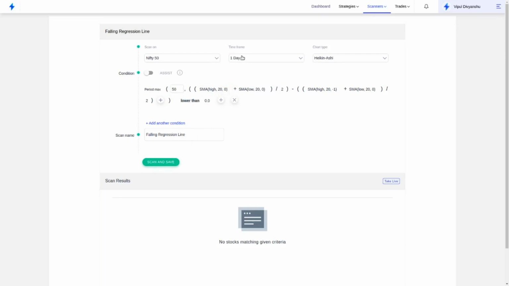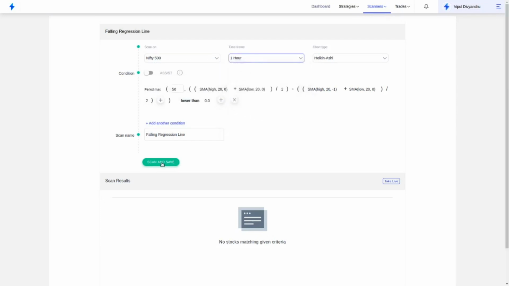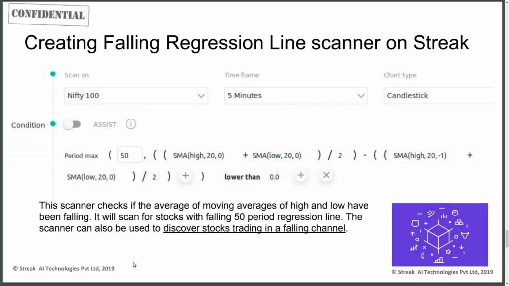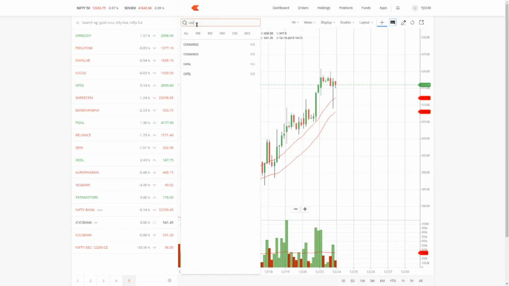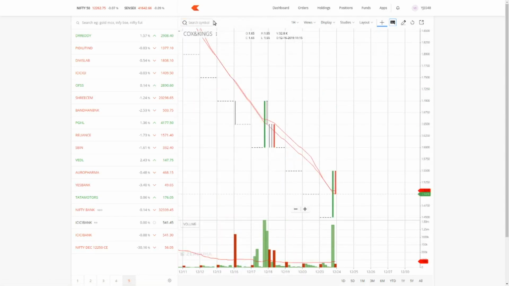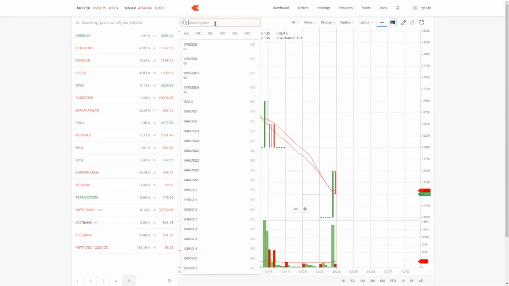Again, this is an approximation and not the exact calculation of a regression line, because that's quite complex in nature and becomes very hard to manually calculate in a scanner. So I have run this scanner on Nifty 500 on an hour chart, and we see multiple stocks: Cox and Kings, MRPL, VMart. So let's plot it in a chart first to understand how they look. Cox and Kings have very few trades, so let me look at VMart.